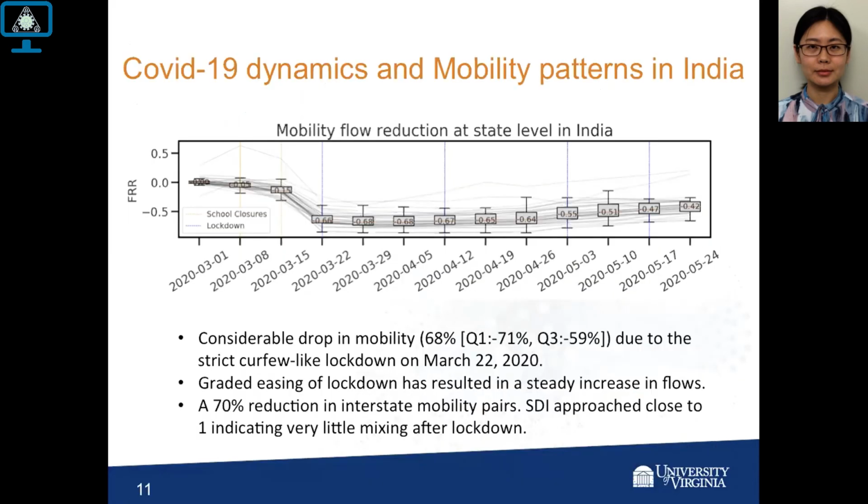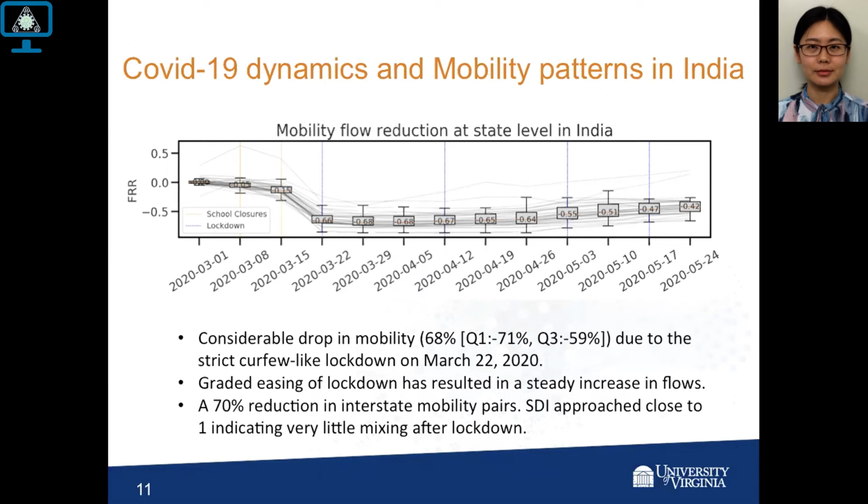And also we conduct similar analysis for India. The overall observations are consistent with the observation in the US, but with a much higher reduction in flows, which is 68% for India, compared with 41% in the US. So this is due to the strict curfew lockdown on March 22nd in India.